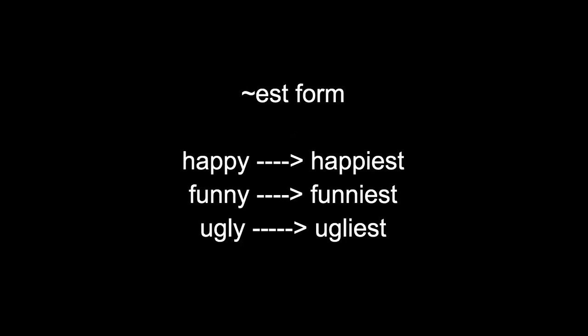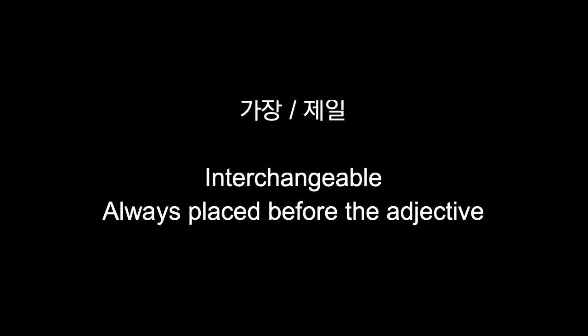What is a superlative? In English, the superlative form is like the EST form in adjectives. For example, happy becomes happiest, funny becomes funniest, and ugly becomes ugliest. To do this in Korean, you only have to know two words, which are 가장 and 제일. These words are always put in front of the adjective, and they are interchangeable, so it doesn't matter which one you use. There are no situations in which one word is more desired than the other.